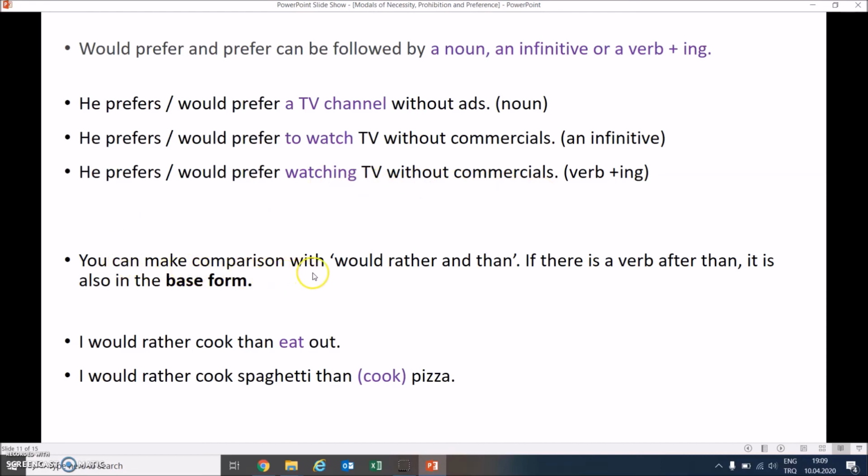You can make a comparison with would rather and than. If there is a verb after than, it is also in the base form. I would rather cook than eat out. I would rather cook spaghetti than cook pizza. Here, cook is in brackets because we have the common verbs, but doesn't matter, you can write it as well.